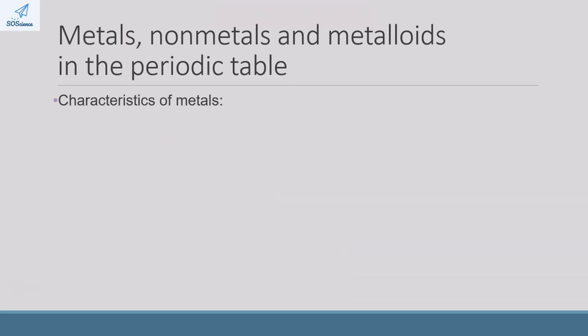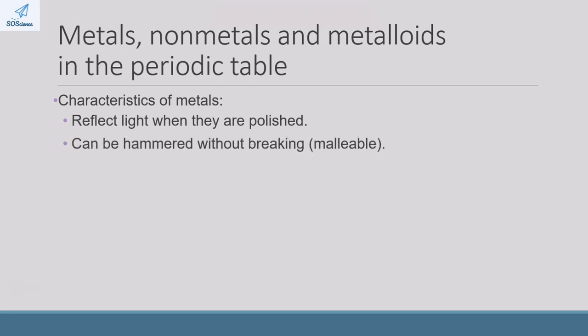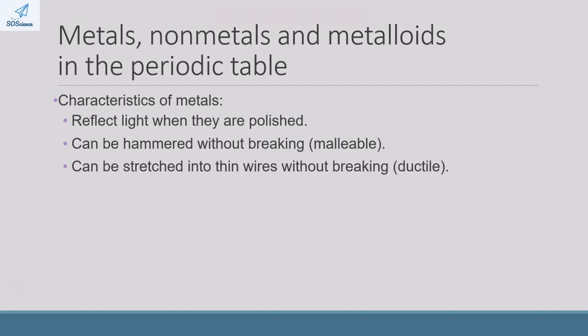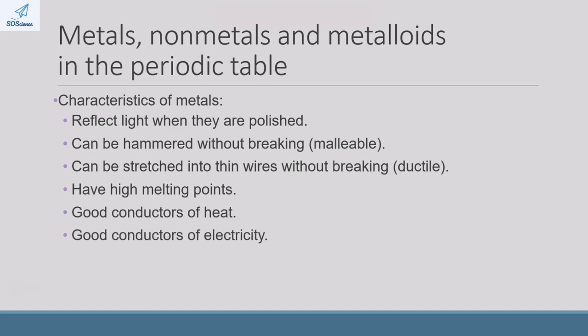Let's talk about the characteristics of metals. So metals reflect light when they are polished. They can be hammered without breaking, meaning that metals are malleable. They can be stretched into thin wires, meaning that metals are ductile. They have high melting points. They are good conductors of heat, good conductors of electricity, and they have high densities.